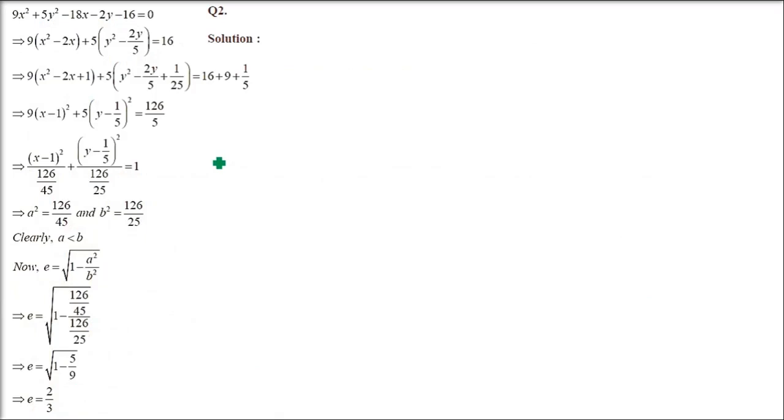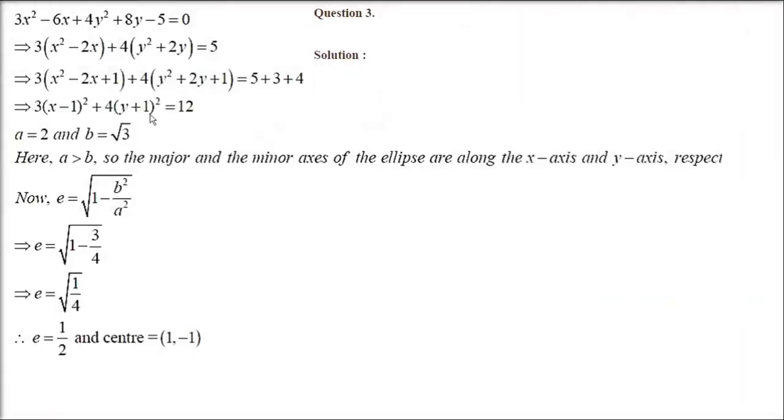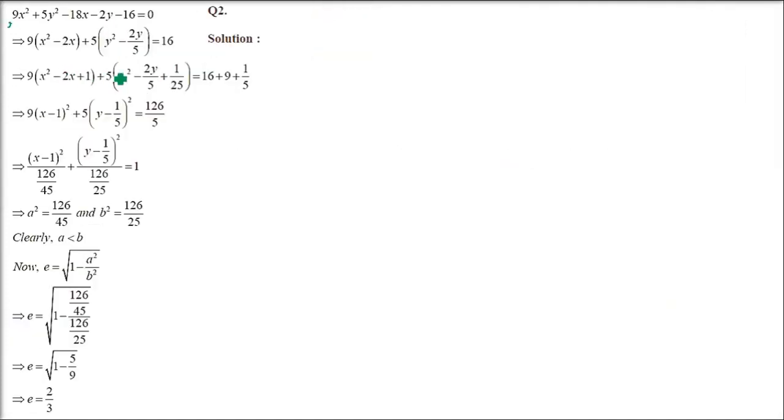Question number 2 is saying, write the eccentricity of the ellipse and the equation is given: 9x square plus 5y square minus 18x minus 2y minus 16 equals 0. So let me do it actually, because the next question, which is the third question, is almost similar to this one. So let me do this one first.